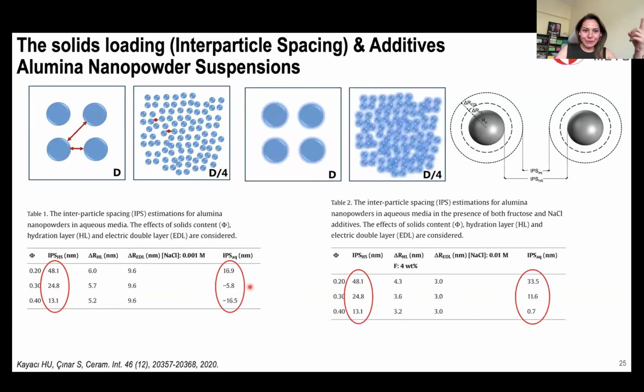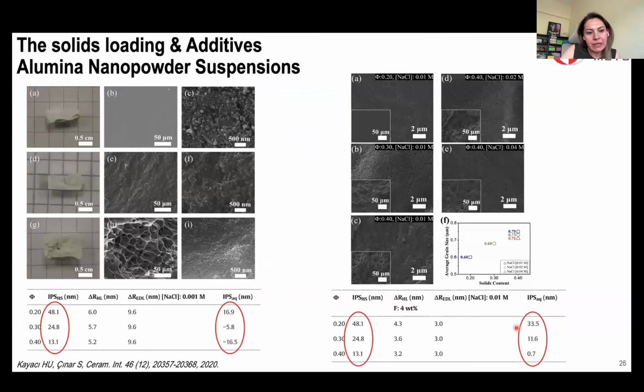So I have this fructose and sodium chloride, so I can shrink those layers. Once we add those thicknesses, then with 4% fructose and 0.01 molar sodium chloride, we were actually able to get non-zero, positive values here, but with 40 volume percent, the value was quite close to zero. And here, what you see is the sintered products from those suspensions. With 40 volume percent, it is full of pores. However, the others, even though they're not the best samples that you can get with these powders, were at least pore-free.